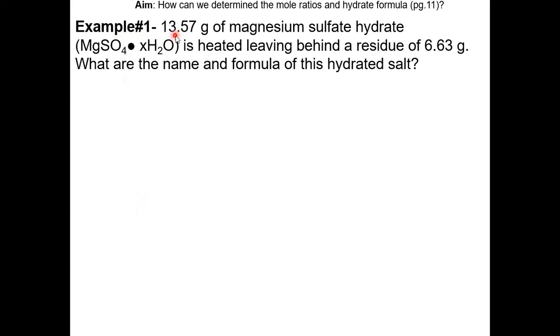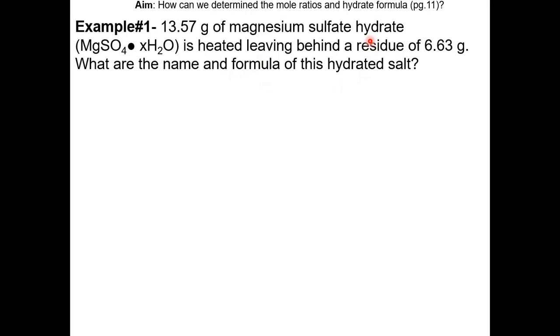Example number 1: 13.57 grams of magnesium sulfate hydrate, MgSO4 · X H2O, is heated, leaving behind a residue of 6.63 grams. What are the name and the formula of this hydrated salt? The question is describing the experiment I showed in the previous slide.